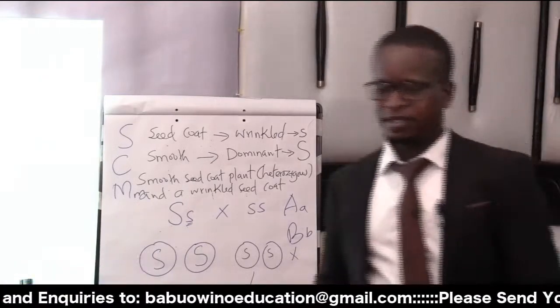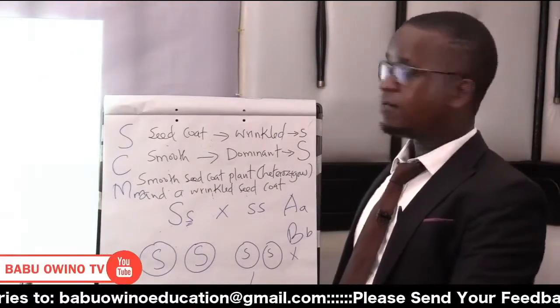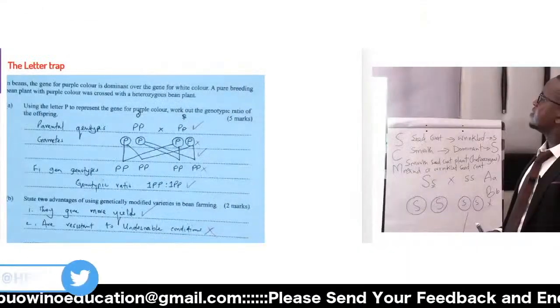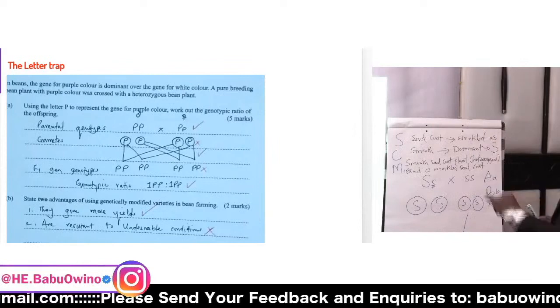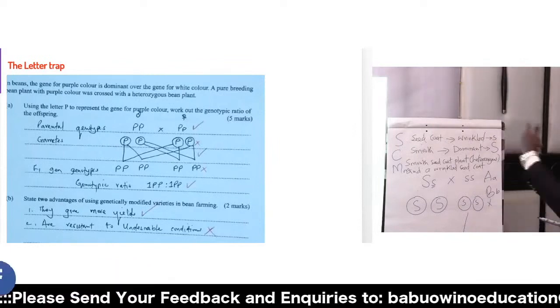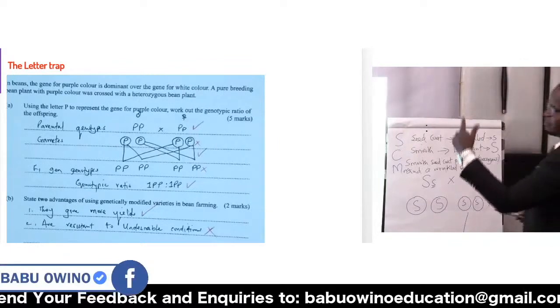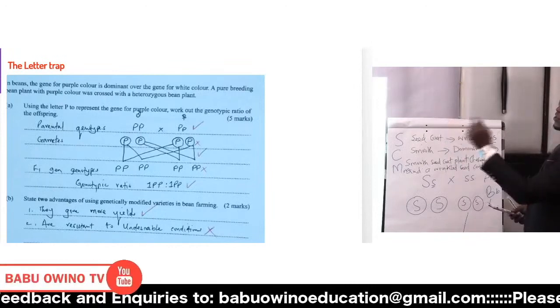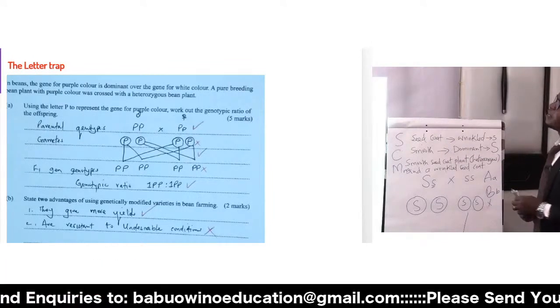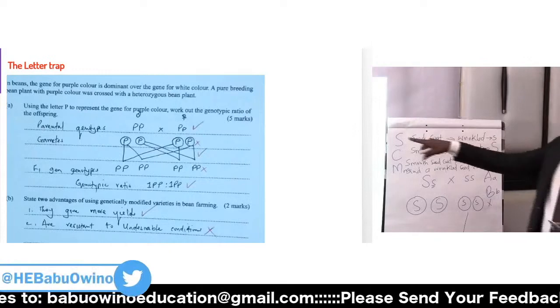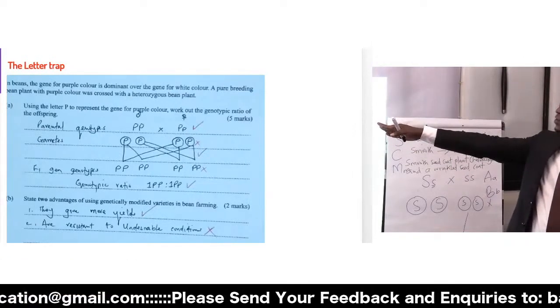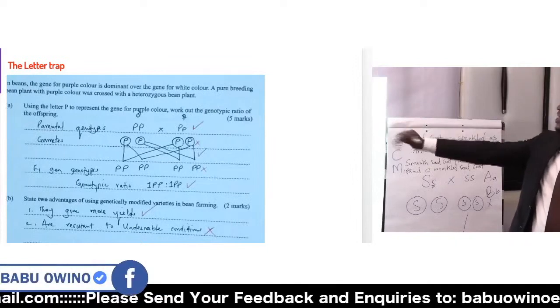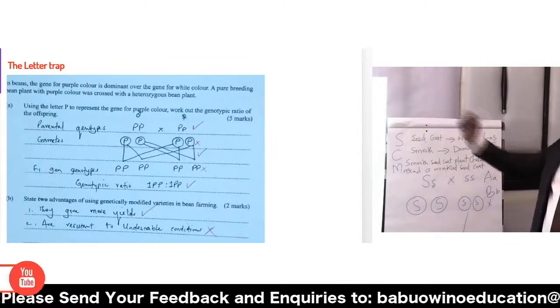Like this is a screenshot that I want you to have a look at. This was in KCSE, and many students lost marks because of this. In beans, the gene for purple color is dominant over the gene for white color. A pure breeding bean plant with the purple color was crossed with the heterozygous bean plant. Now, this student does so well to indicate that on one side you have homozygous dominant for purple color. This side you have capital P, small p.